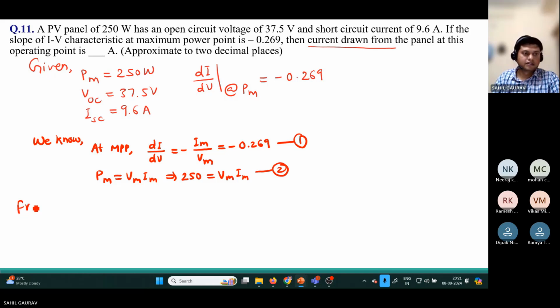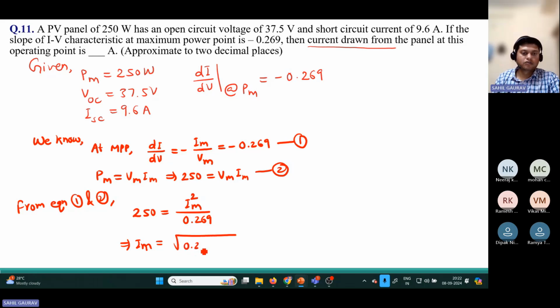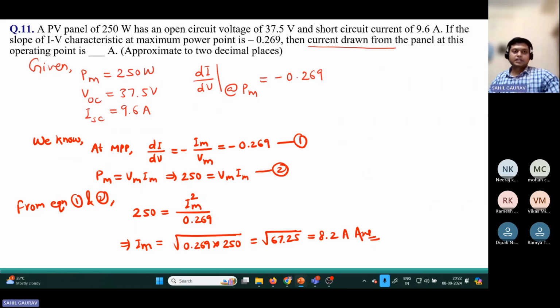Now we just have to use these two equations. So 250 equals Vm into Im. We want to know the current, so let us write it in terms of current only. Vm will be Im upon 0.269, multiplied by Im. So it will be Im square upon 0.269. Therefore Im will be the square root of 0.269 into 250, which is 67.25. So it will be 8.2 ampere. 8.2 ampere is the answer.